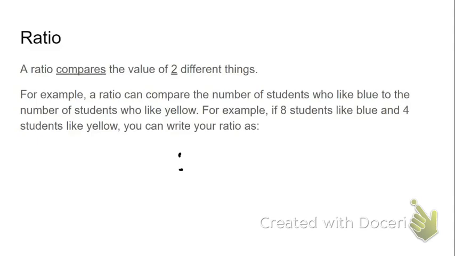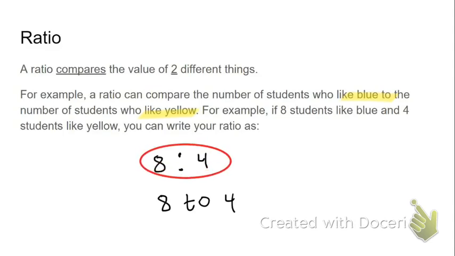So we're comparing the kids who like blue to the kids who like yellow. So we're comparing blue to yellow. That means the number of students who like blue has to go first. That's 8. And the number of students who like yellow has to come second. That's 4. And remember, a ratio can also be written with the word "to": 8 to 4. So 8 students like blue, and 4 students like yellow. And again, some other ways. This is the most common way to see it, and you can also see it as a fraction as well. So those are all a few different ways to write out a ratio.